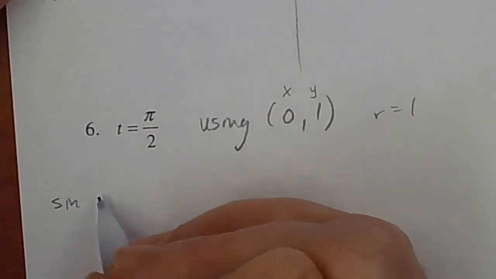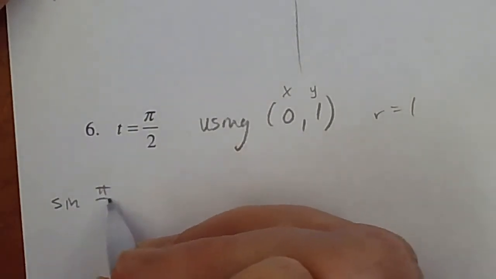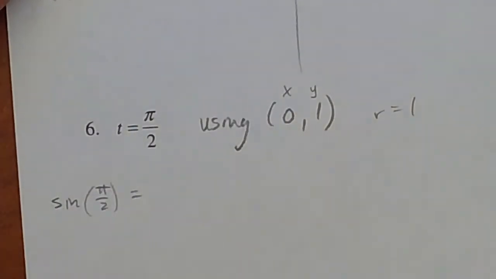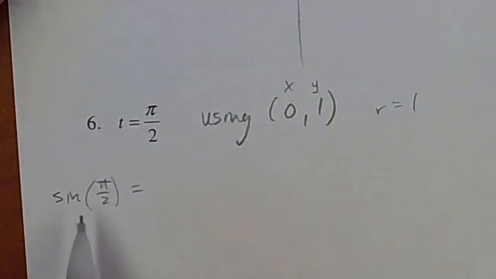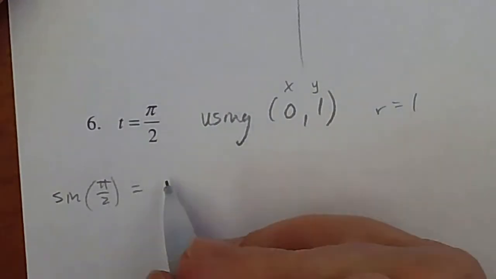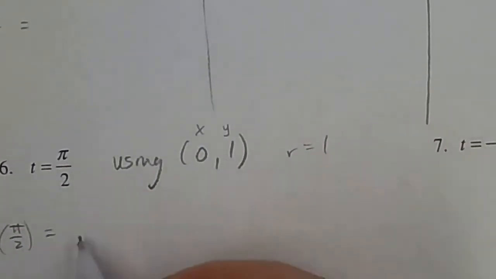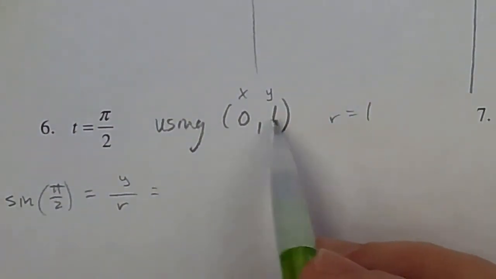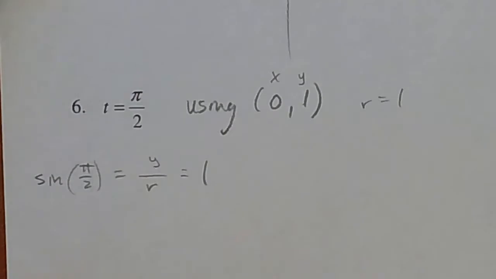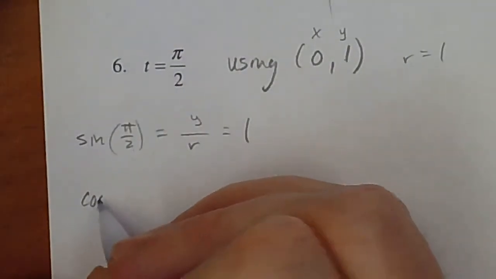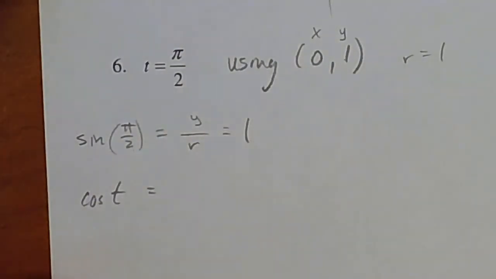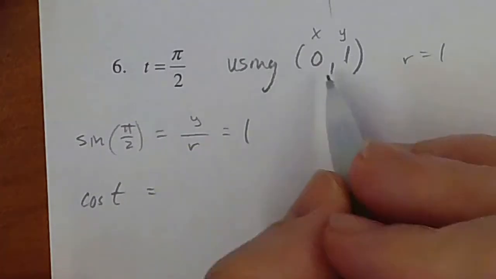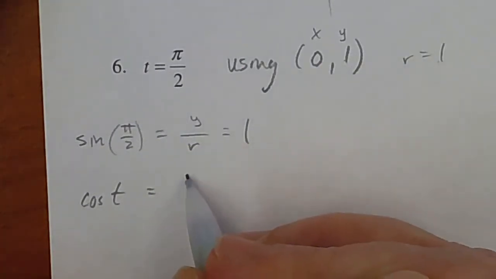So sine of angle t, or you could even write sine of pi over 2 if you want, it's up to you, because remember, the sign changes depending on the angle. So sine of pi over 2 is y over r. I'll put the definition here once, and then we'll just continue. 1 over 1, so it's 1. Cosine of angle t, or pi over 2, is x over r. So we have 0 over 1.